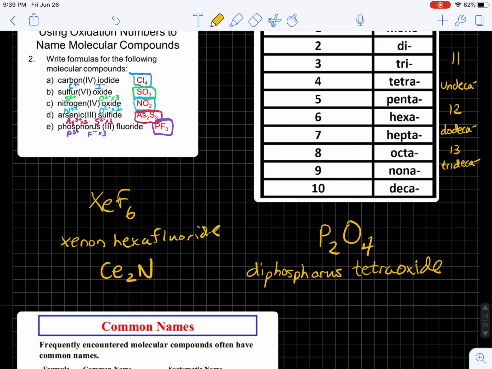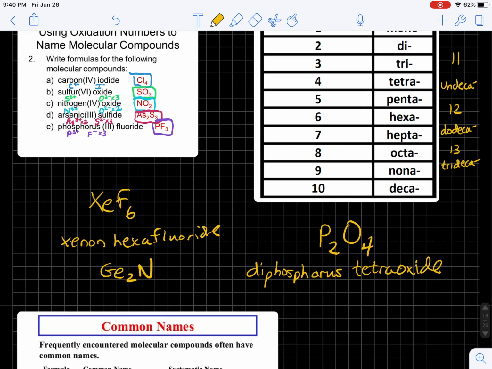Let's try one more and then we will move on with our lives. Okay, try that one. Ce2N. Actually, let's not do that one because that one acts like a non-metal, but it's not actually a non-metal. Let's try something else here. Let's mess this thing up and make something up here. Ge2N. Go ahead and try that one.